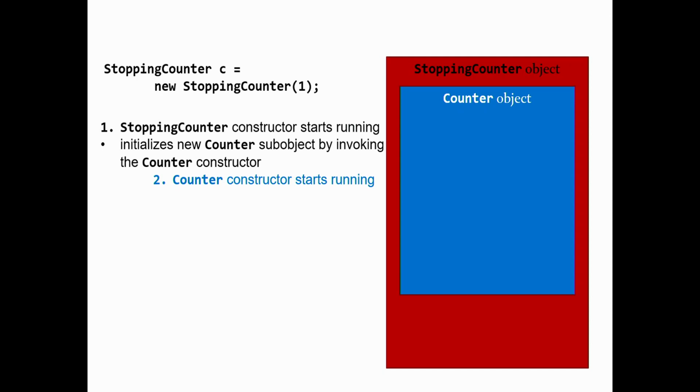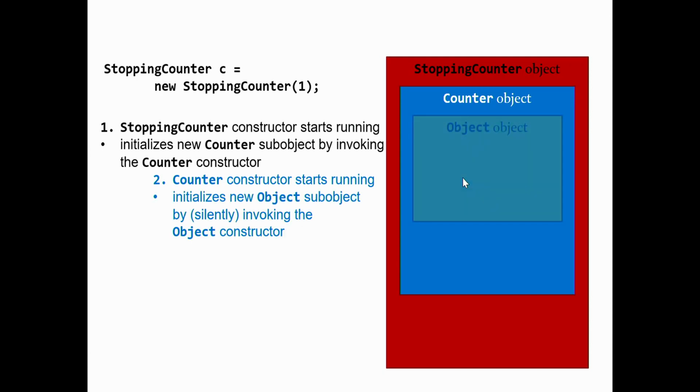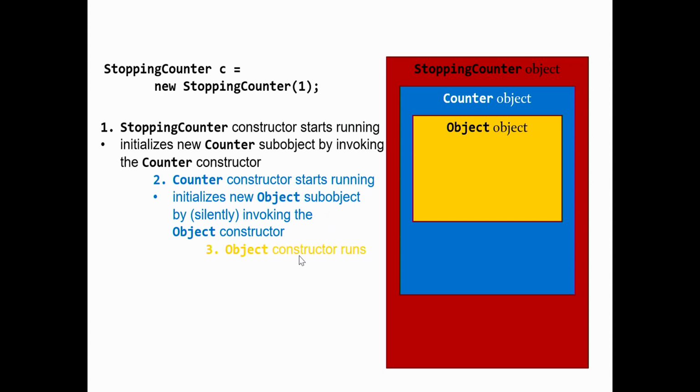But Counter is actually a subclass of Object. I never called the Object constructor on the first line of the counter constructor, so the compiler silently inserts a call to the Object constructor to make the Object part of Counter. Now the Object constructor is running, so it does whatever it needs to do. I don't know what it does, but eventually it finishes.